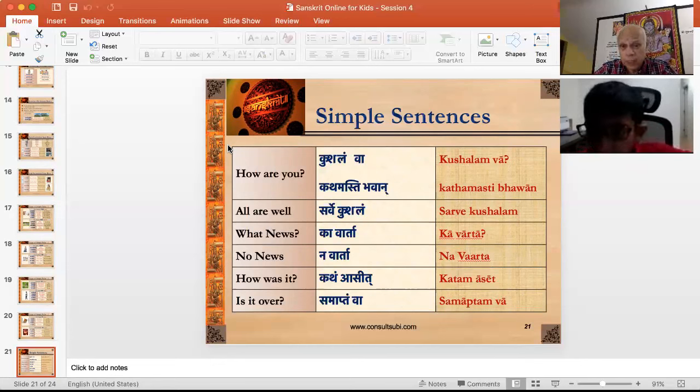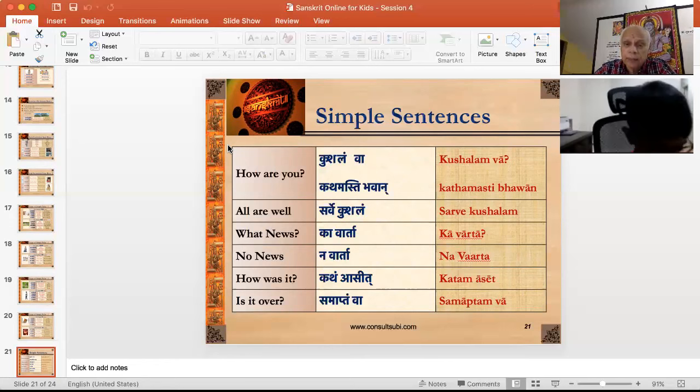If you want to say what news, what's up? Ka varta. Ka varta means what news. If you say no news, nothing, na varta. See, how was it? Katam asit. How was it? Is it over? Not yet. Samaptam va. Samaptam means end or over. Samaptam va is a question. Is it over? No, na samaptam. Okay, very, very simple sentences which we will start using it in future.